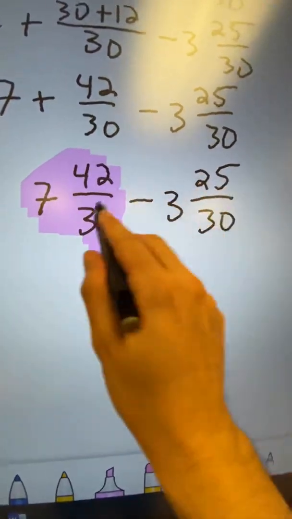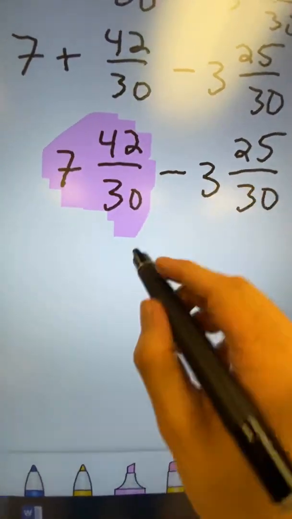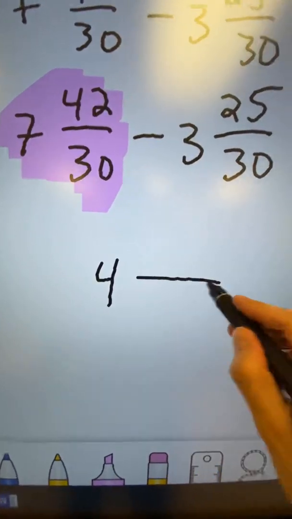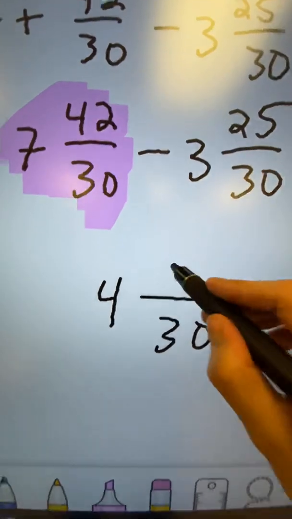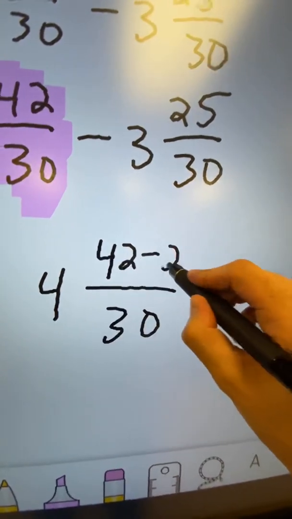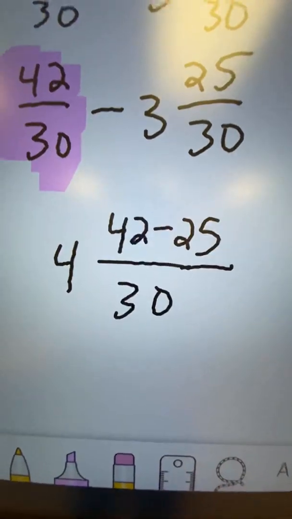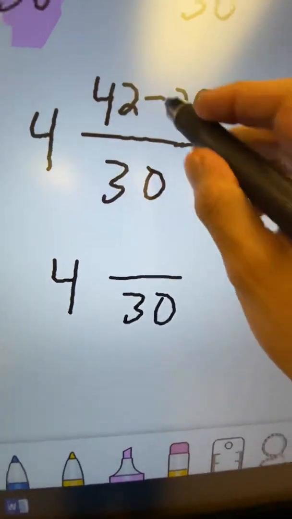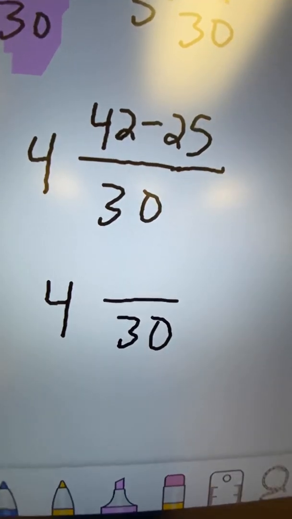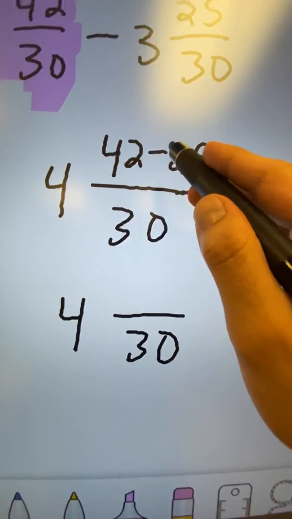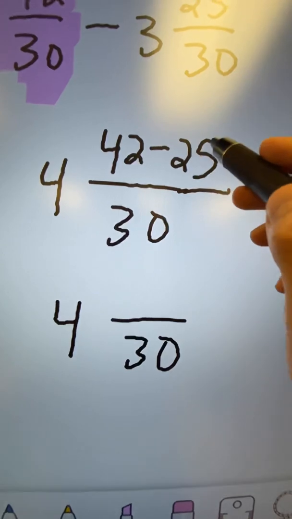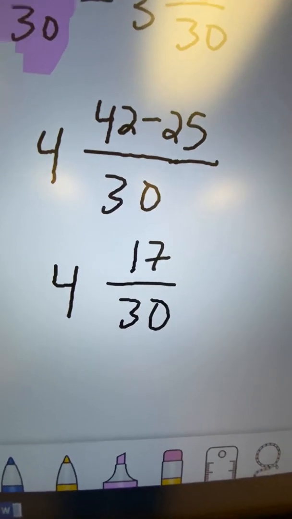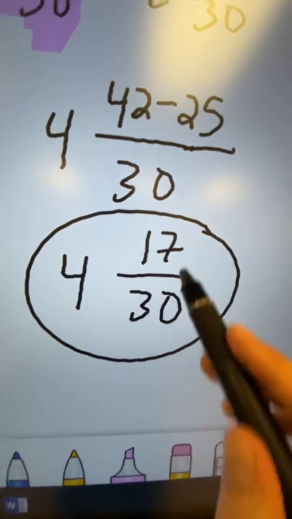But now that we have these so that the denominators match, I can subtract my whole numbers. 7 minus 3 is 4. And then I can subtract the fractions, 42 minus 25, over the same denominator. Since these match up, we can subtract them now. And now, when I simplify, I get 4. And then when I subtract 42 and 25, I would get 17. So I get 17 30ths. So I get 4 and 17 30ths. So that was my final answer.